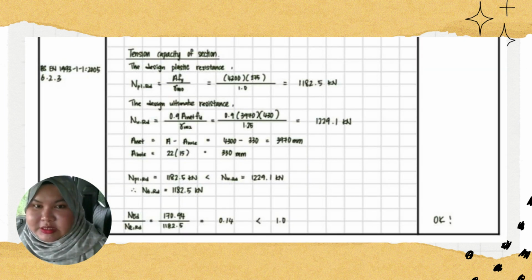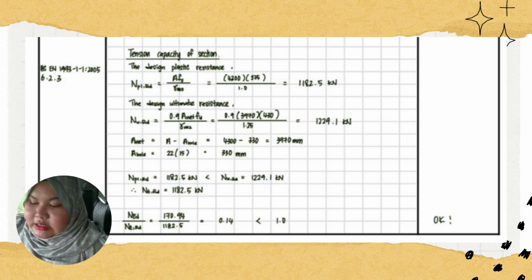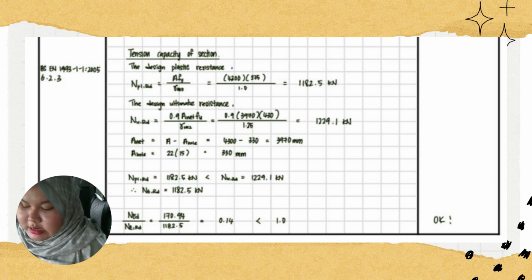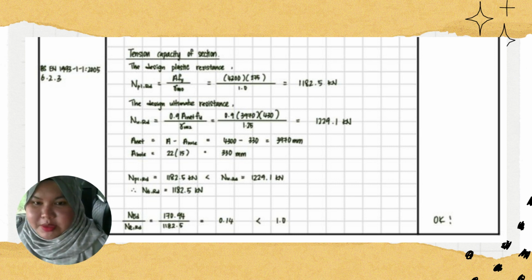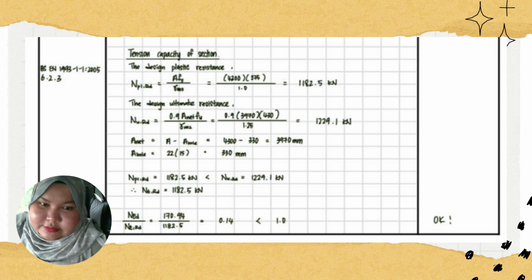Okay, next kita cari tension capacity of section. Okay, kita design plastic resistant. Okay, NPLRD kita adalah 1182.5 kN. The design ultimate resistance kita dapat 1229.1 kN. Nnet kita adalah nilai A tolak dengan nilai Nnet. Nnet sama dengan A tolak dengan A whole, dapat nilai adalah 3970 mm. So nilai kita NED per NPLRD kita dapat 1182.5 kN. So nilai dia kurang daripada 1.0. So jadinya 0.14. So nilai dia okay.